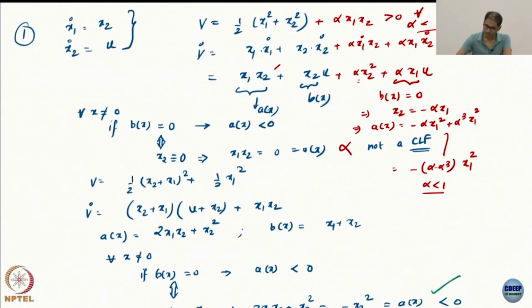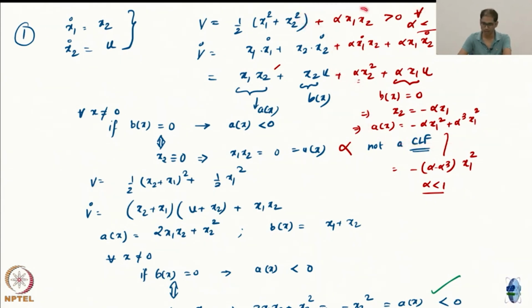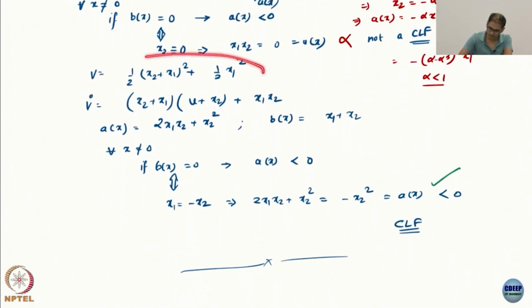Of course I gave you another trick also: whenever your Lyapunov function doesn't turn out to be a CLF, you can always try adding mixed terms, which also worked out. This was also a valid CLF. But I don't want to focus on this guy, I want to focus on this guy. Does this remind you of something now?